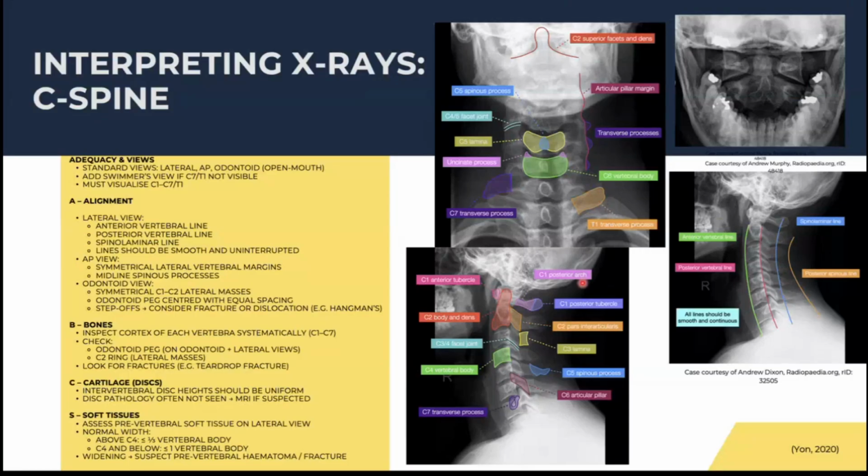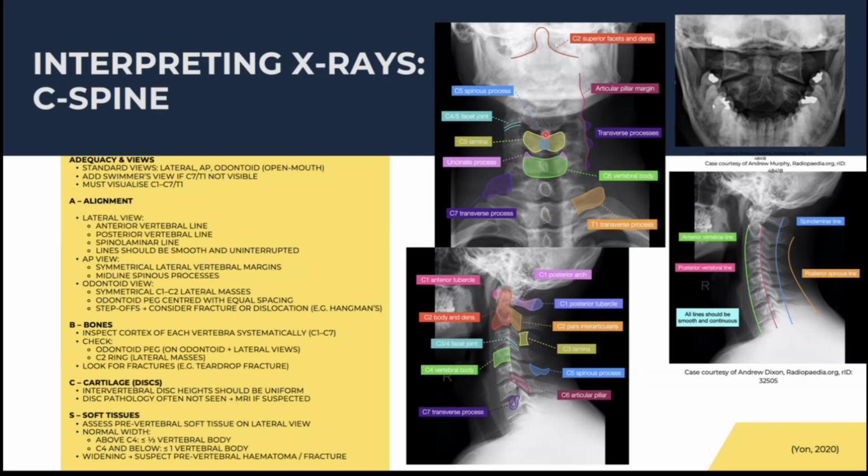On the AP view, you want to make sure that your lateral vertebral margins are symmetrical. So you're looking at either side, making sure that they're nice and the same on both sides. And you also want to look at the spinous processes going down the middle and making sure that those are nice and in line as well.